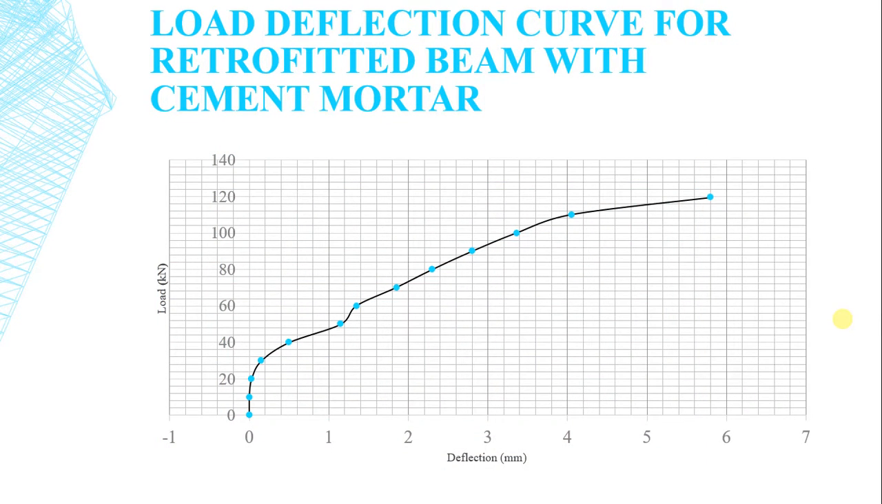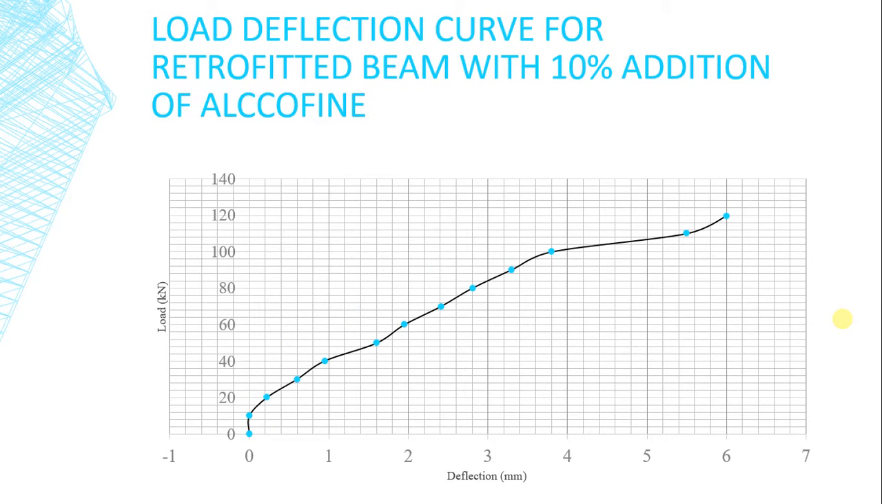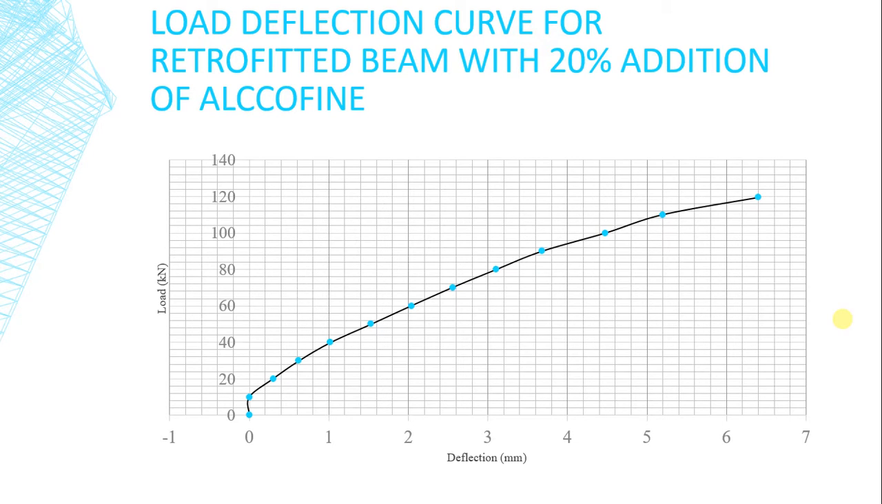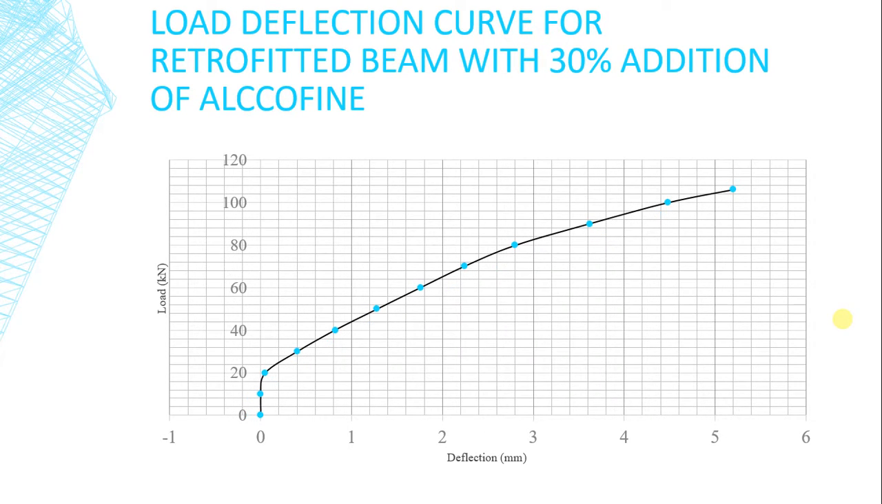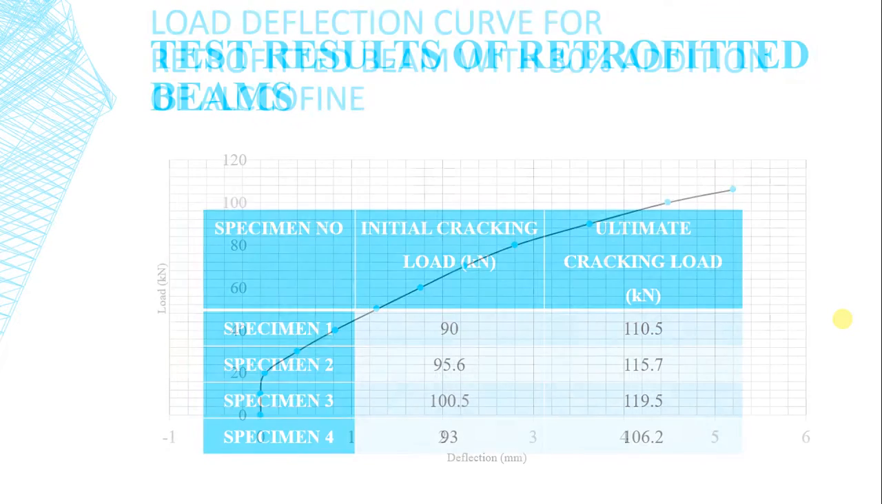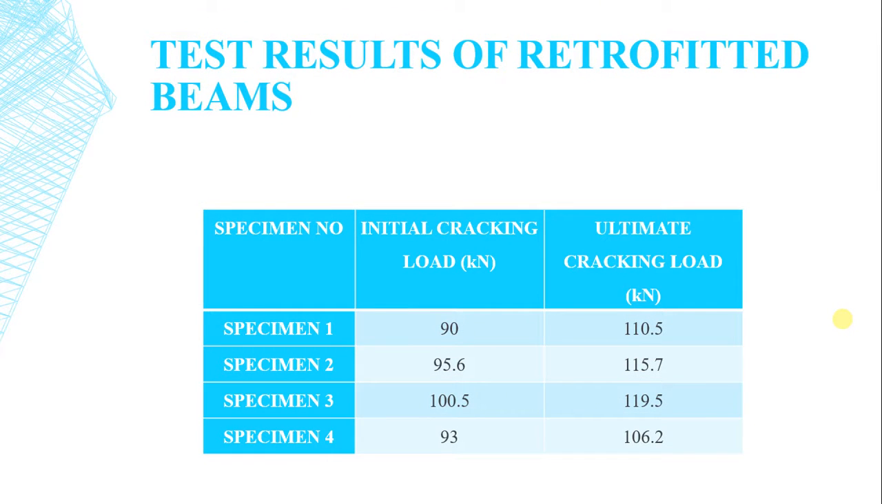Here is the load deflection curve for the retrofitted beam with cement mortar. Load deflection curve for retrofitted beam with 10% of Alccofine. We can see the increase in the load as the curve goes beyond 120, the same as for 20% of Alccofine, and here the curve comes down for 30% of Alccofine. Here is the tested retrofitted beam.